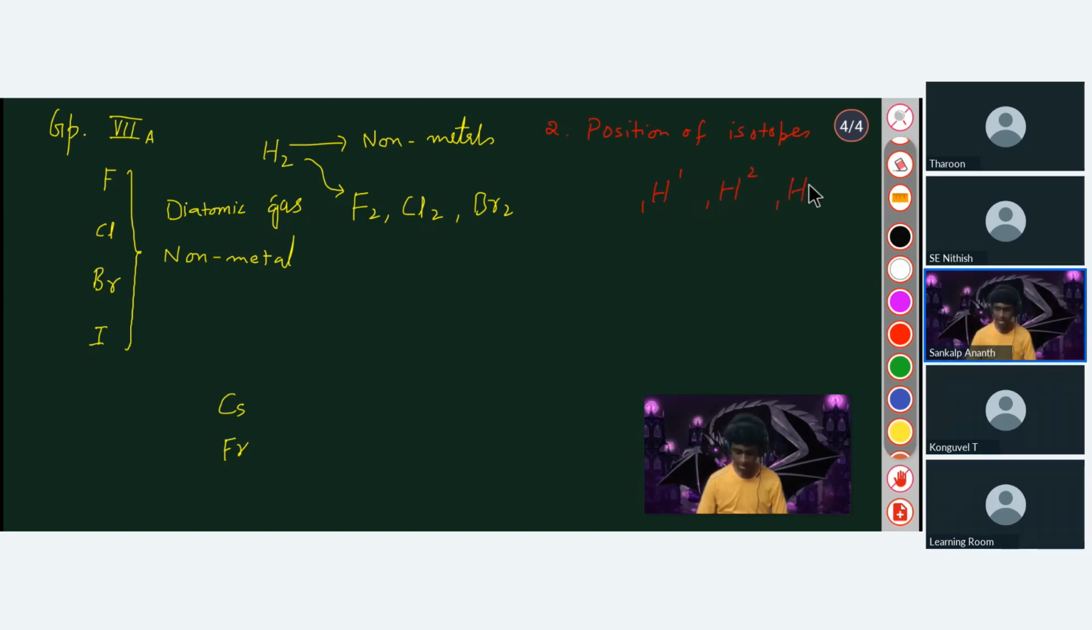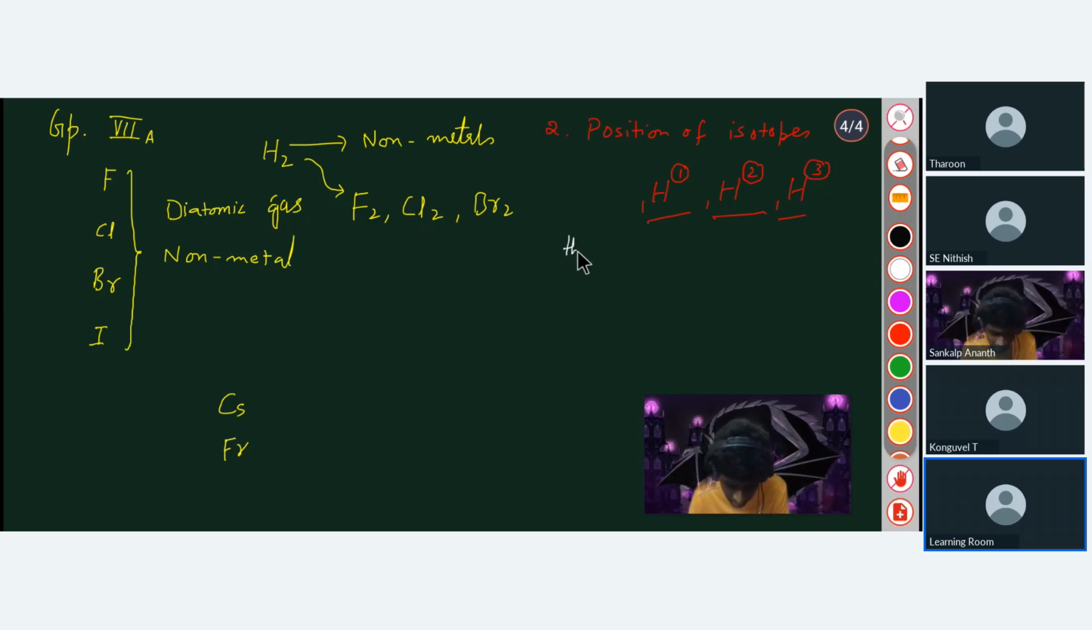Protium, deuterium, tritium. Now these isotopes have different atomic masses, isn't it? But according to Mendeleev, he placed all elements in increasing order of atomic mass. So there should be different positions for these isotopes. But when we see Mendeleev's periodic table, there isn't any separate position for these isotopes.